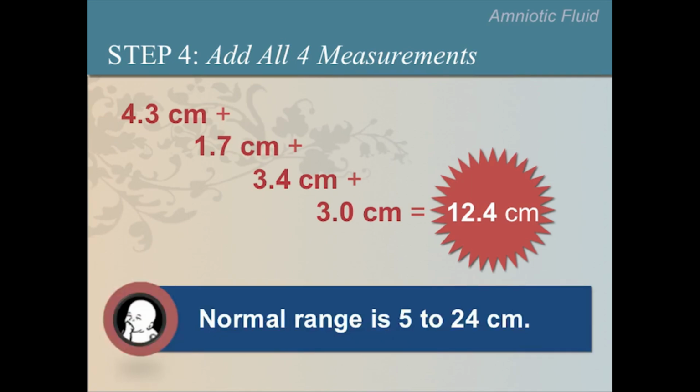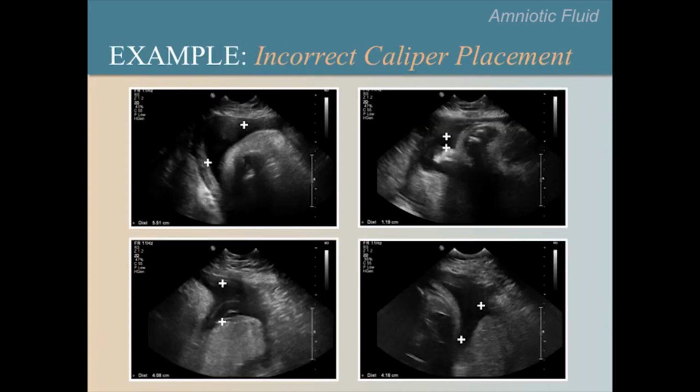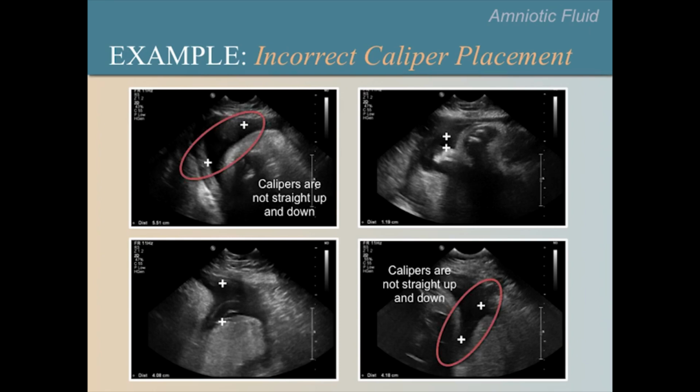Here are several examples of incorrect caliper placements to measure the size of the amniotic fluid pockets. Please pause the video now to ask participants why these caliper placements are incorrect. There are several reasons why they are incorrect. In the upper left and lower right images, the calipers are not straight up and down from each other. In the lower left image, there is umbilical cord in the vertical path connecting the two calipers. Remember that neither umbilical cord nor fetal parts can be in the path of the calipers.